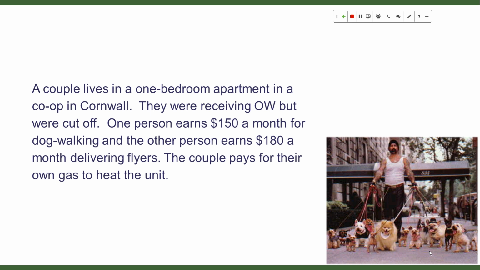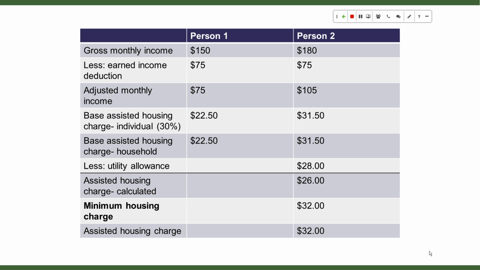Wow. So if we do look at the next slide, we're going to go through the calculation. We have the first person who has $150 a month in income, and a second person who has $180. They're a couple. Because it's employment income, they're both eligible for a $75 earned income deduction. That reduces their monthly adjusted income by that set amount. So now we're looking at $75 and $105.